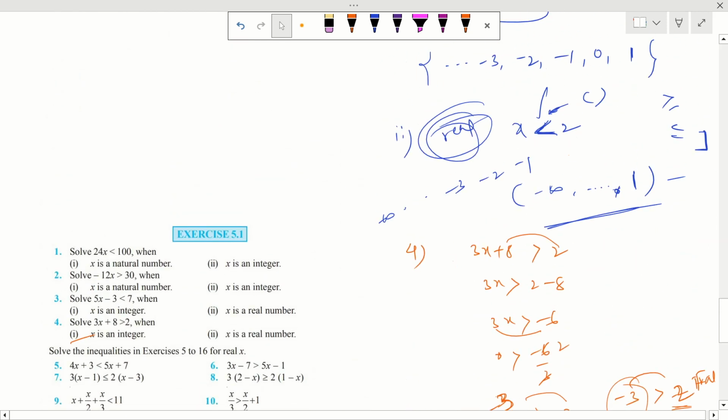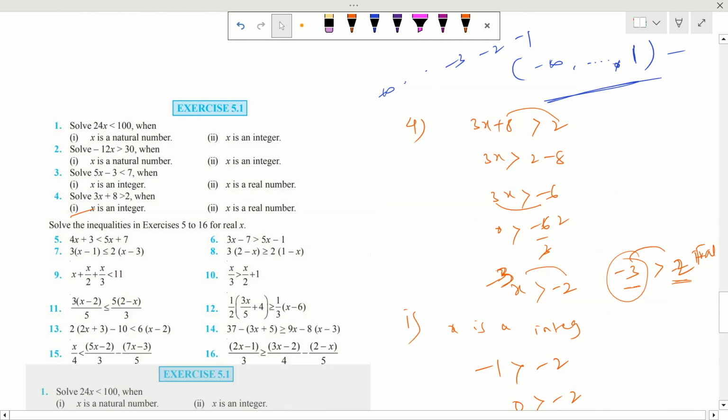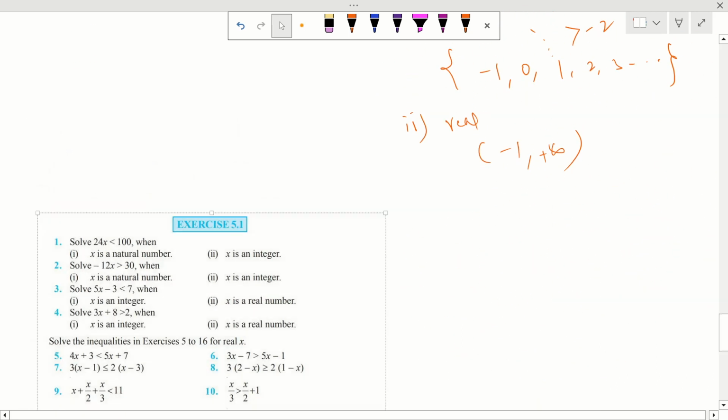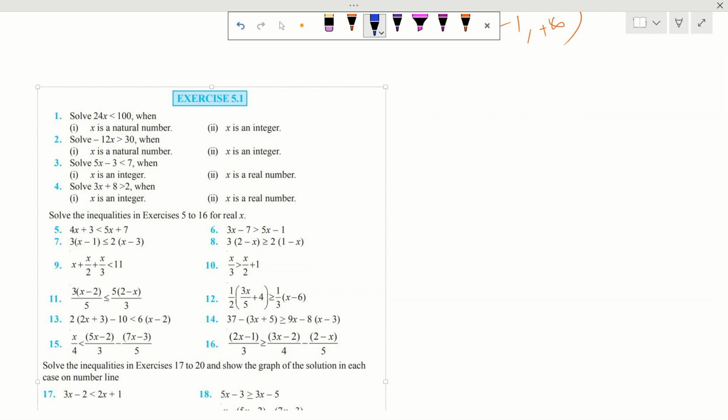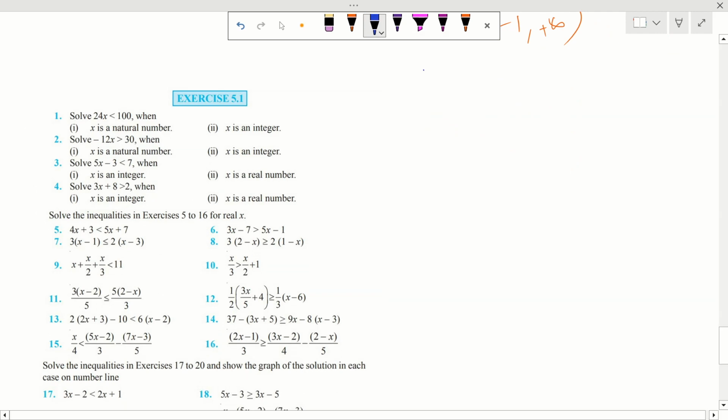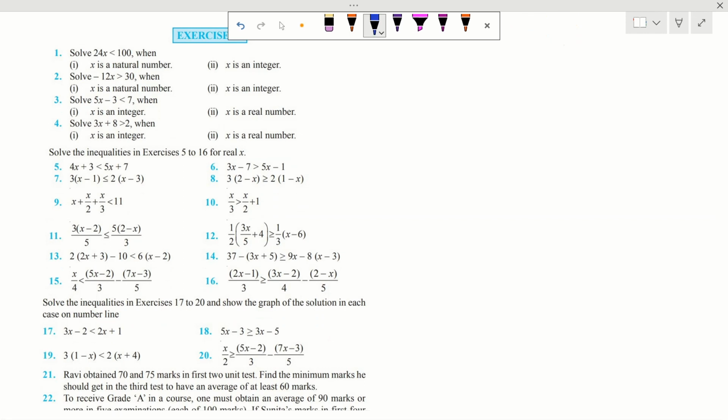Now come to the fifth one. So here, problem number 5 to 16, right? For problems 5 to 16 we need to find the value of x, and the condition given is that x is a real number. So we need to represent the solution set in interval form, either an open interval, closed interval, or a combination of these, right? So the fifth one I'm writing here.